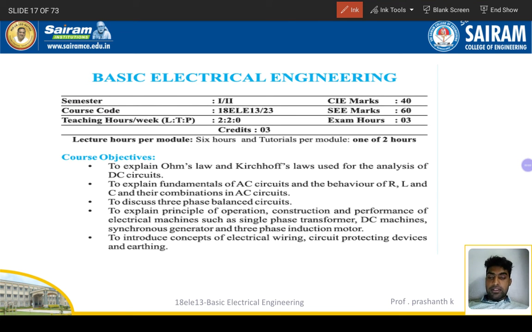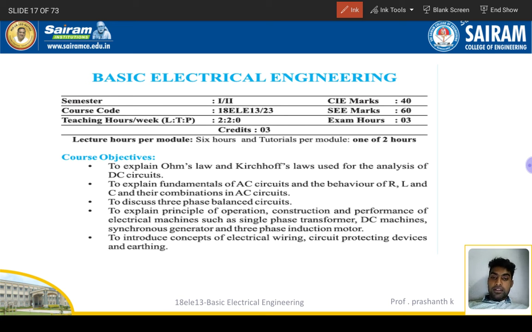Let us discuss basic electrical engineering subject. We'll discuss some course objectives before entering into the subject. Syllabus. We must know some course objectives, right? Because what are the objectives and what are the outcomes.